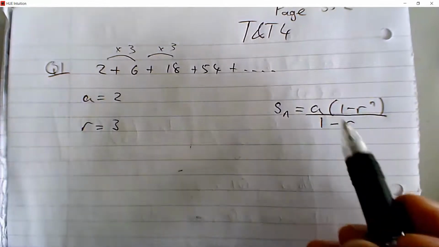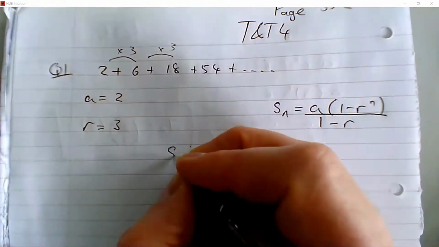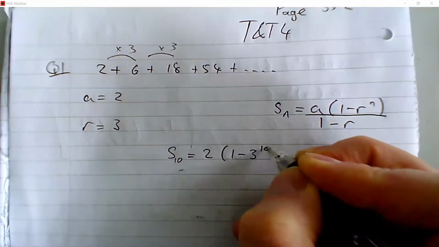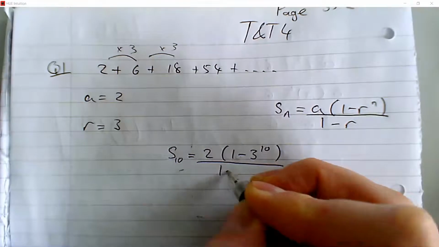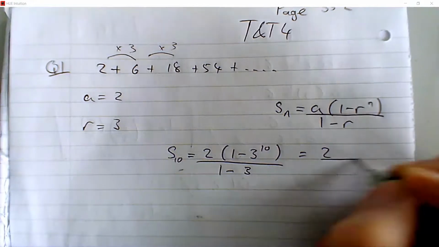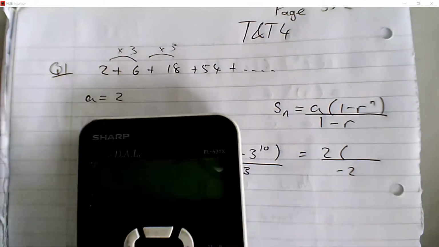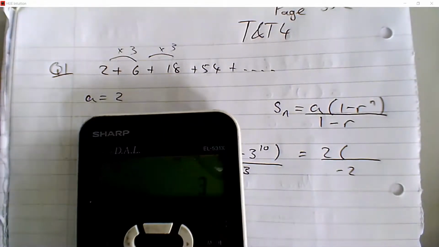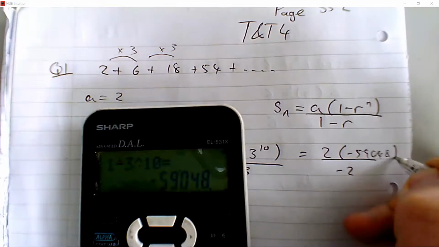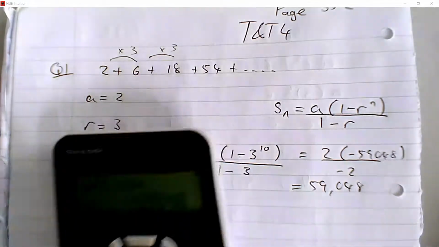We're going to use this formula from the log tables. Sn, to find the sum of the first 10 terms is what they've asked us for. So that's S10 equals a, which is 2, times 1 minus the common ratio to the power of n, in this case 10, divided by 1 minus that common ratio, 3. So that's minus 2 on the bottom, and 1 minus 3 to the power of 10 equals minus 59048. So the 2's cancel, minuses cancel, we're left with 59048. That's the sum of the first 10 terms.